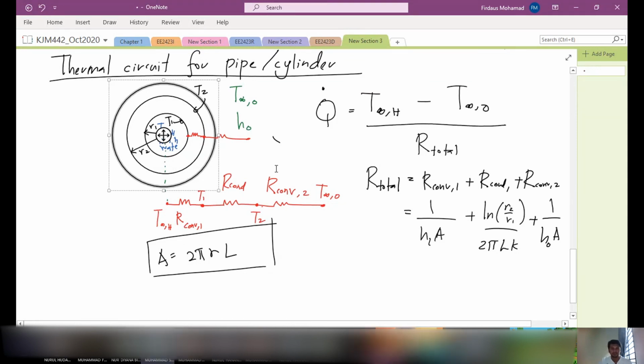Yang R convection 1 tu kan? Kenapa kita tak pakai 1 over H 2 pi RL? 1 over H 2 pi RL. Sama, A ni 2 pi RL. Okay.